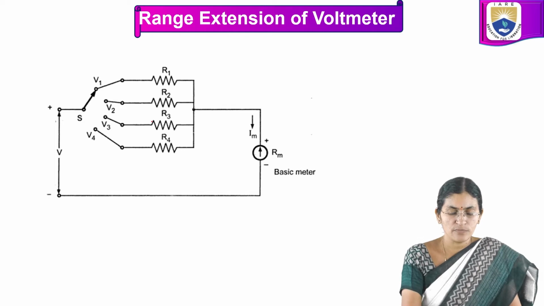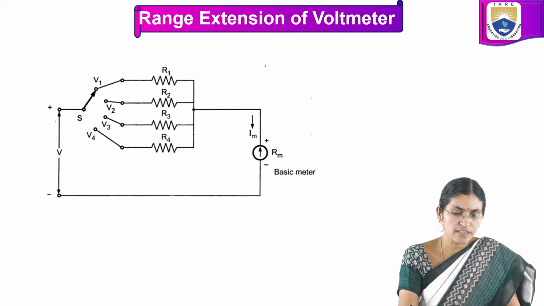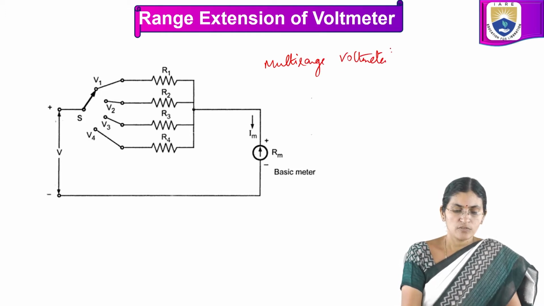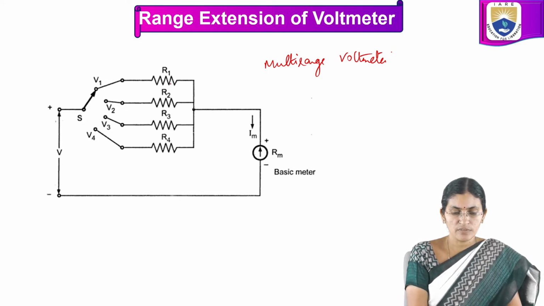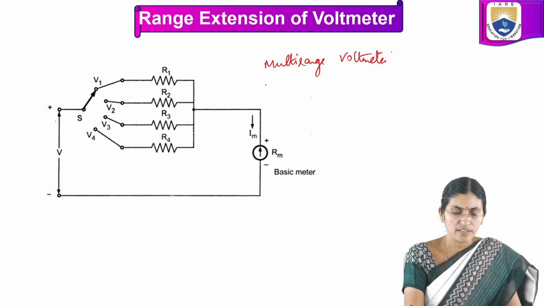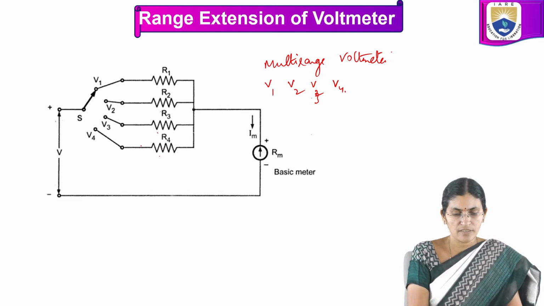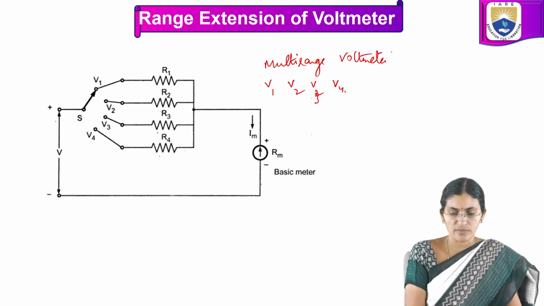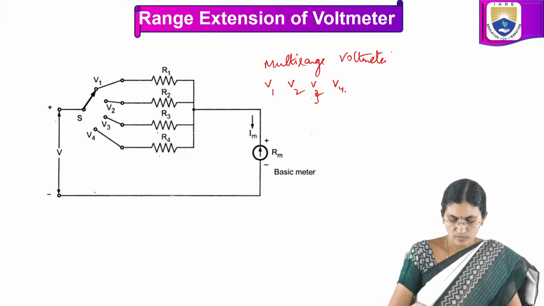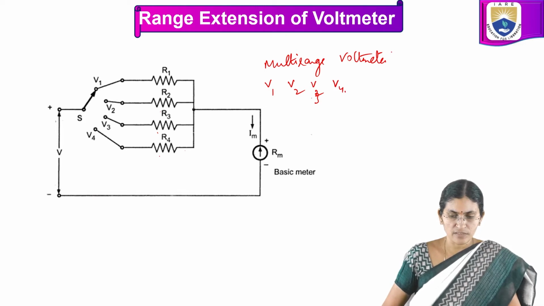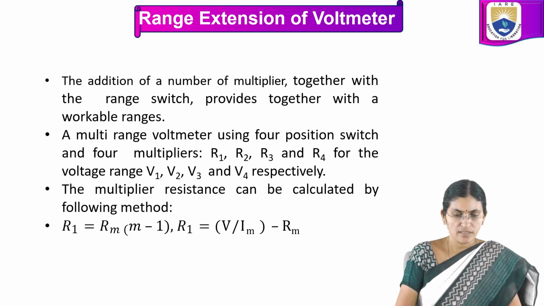Now this is the circuit for a multi-range voltmeter. Here you can see that in order to extend its range to 4 different values V1, V2, V3 and V4, we have 4 different resistors connected and there is a switch to select the different value of resistance to be connected in series with this meter. So this is the simplest circuit of a multi-range voltmeter.